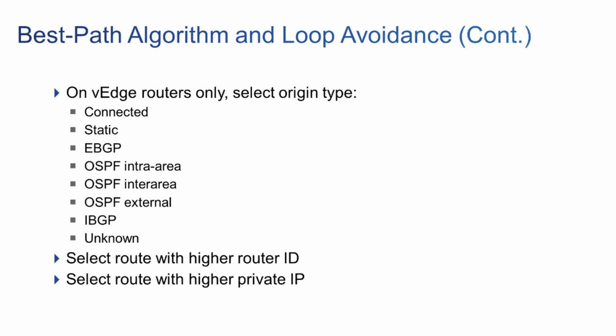Some of it's done automatically, some of it has to be done explicitly, and then we can use OMP to choose the best path in the network. When the local site connects to a layer 3 VPN like an MPLS cloud, the vEdge router in this particular case is actually going to act as an MPLS CE device, or a customer edge device, and it's going to establish BGP peering sessions to connect to the provider edge routers in that layer 3 MPLS VPN cloud.